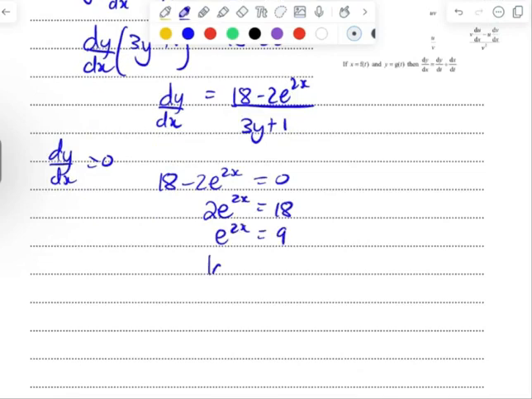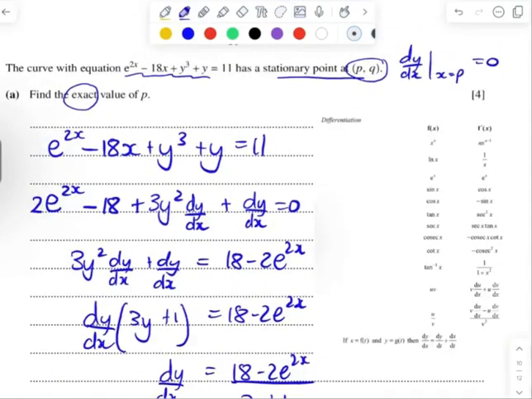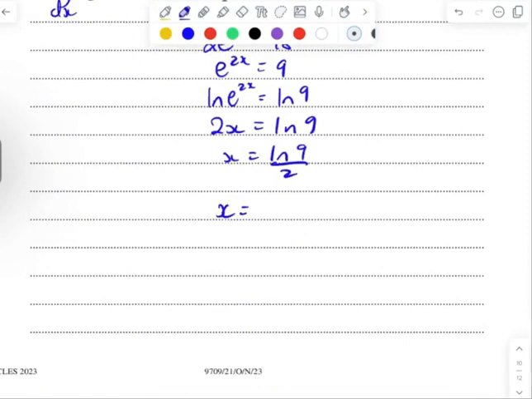And here we need to use our ln, or our log laws. 2x is ln of 9 over 2. If we were to get an exact value, and they did ask for the exact value of p, I know that this is a half ln 9, and if I take up my half, I'm going to end up with ln 3. Okay, and that is our value for p.